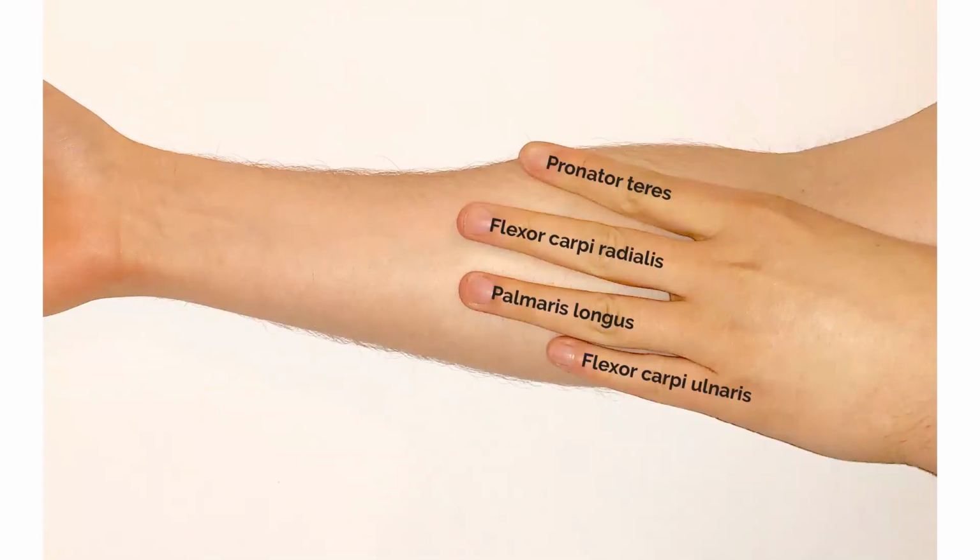Here is a simple way of remembering these superficial muscles of the forearm. If you start from the radial side, from the thumb side, then it is pronator teres, and then you start going medially. The next is flexor carpi radialis. Next, medially, is palmaris longus, and of course the most medial one is flexor carpi ulnaris.